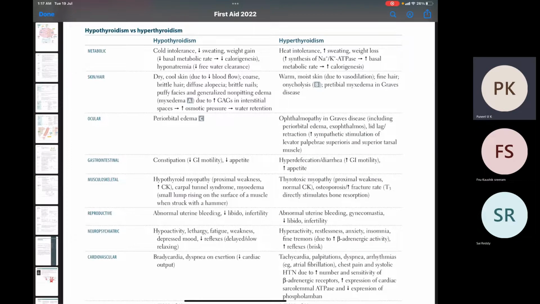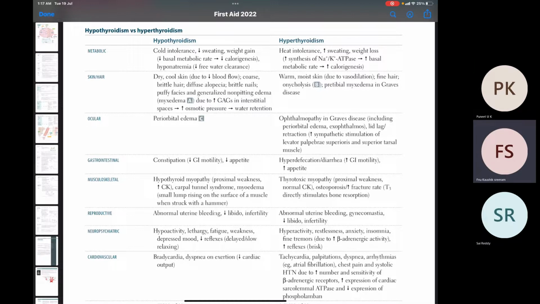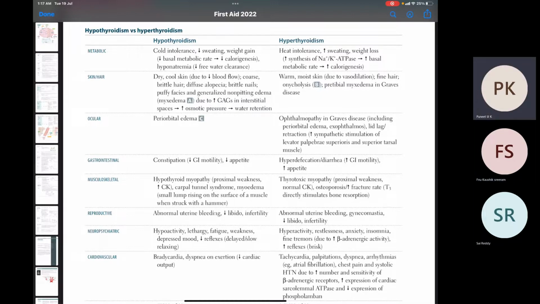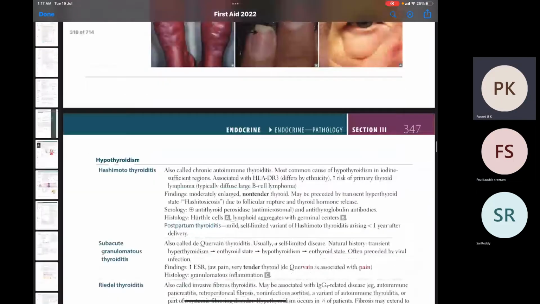Interpreting TFT is an art. So hypothyroid will be the exact opposite. There'll be cold intolerance, weight gain. Then there'll be periorbital edema, constipation. Because basically everything reduces, GI motility reduces, appetite reduces, metabolic rate reduces, therefore there's weight gain. The patient always is depressed, just like me. Oh shit. Then there's bradycardia and there's dyspnea on exertion. Okay. Peace.